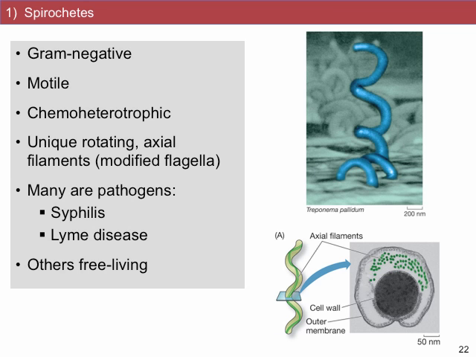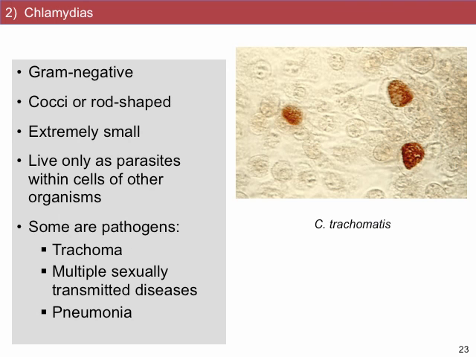Most of them that are characterized are pathogens, but there are some that are free-living. So again, look in the book. You will see some discussion of spirochetes in the book. We're now going to march our way on to another lineage. The Chlamydia group.